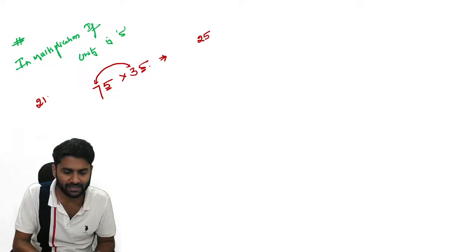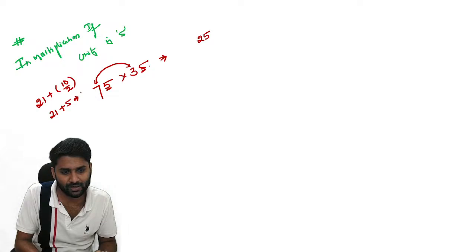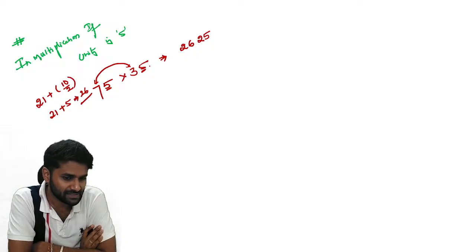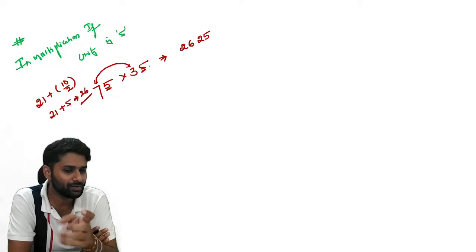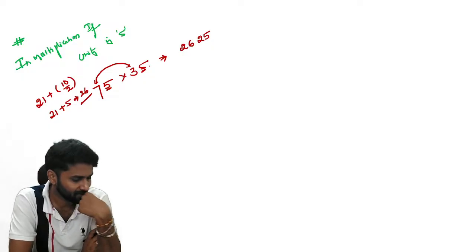7 into 3 is 21. Then you have to add 7 plus 3, 10, and make it half. Half of 10 is 5. So 21 plus 5 is equal to 26. So the answer is 2625. Is it clear? If the sum is even, it is divided by 2, and that value should be added to the product of 7 into 3.